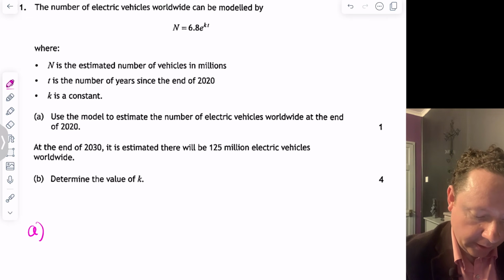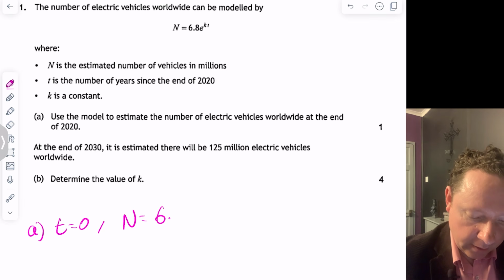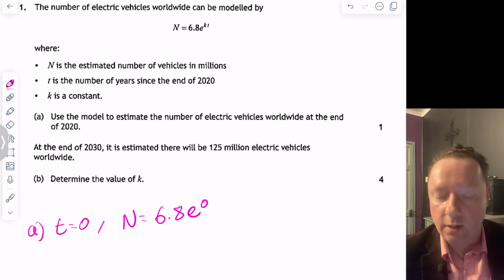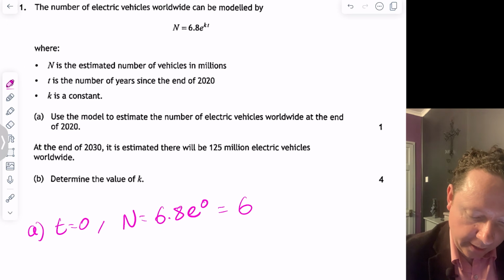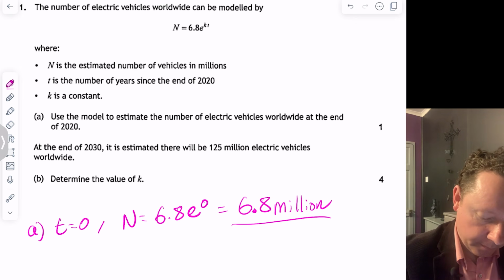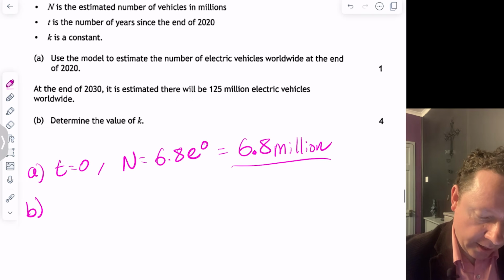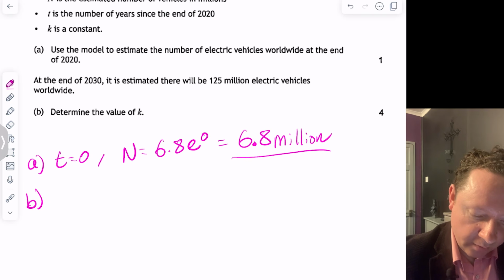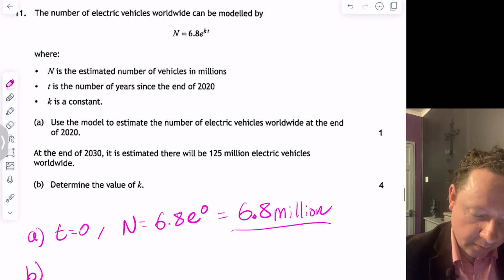So at the end of 2020, t equals 0, so you get N equals 6.8 times e to the 0, which is 1. So that's 6.8, but it's not 6.8, it's 6.8 million. You'll probably lose a mark if you miss that word, because it's not 6.8. Part B. At the end of 2030 it is estimated there will be 125 million electric vehicles worldwide, determine the value of k.